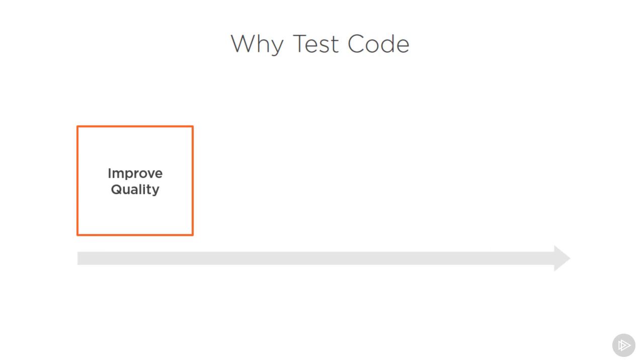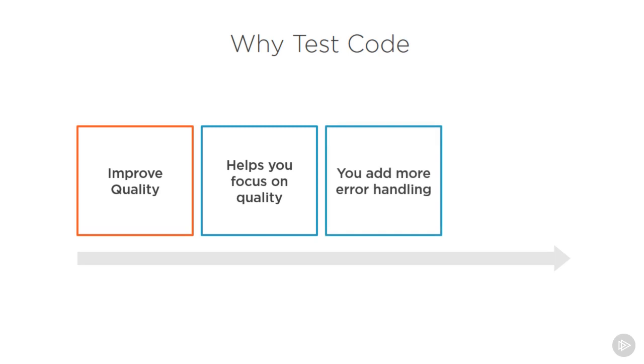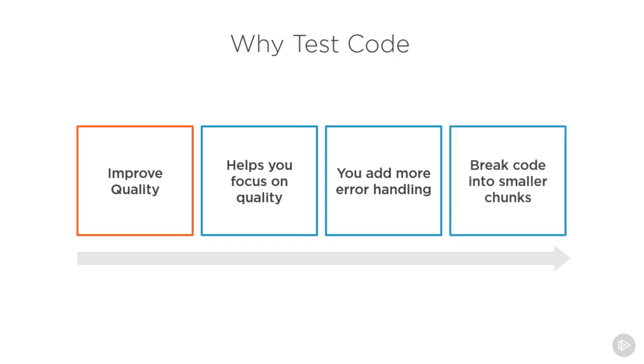What I find is that as you develop unit tests, it helps you focus a little bit more on the quality of the methods that you're writing. It helps you add additional error handling that you may not have thought of before. And really, for me, it helps break my code into smaller chunks. When you start having to write 10 tests for one method, you might start thinking, maybe I better break this up into some smaller methods so that I can test those methods independently.